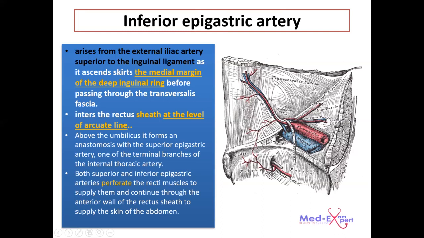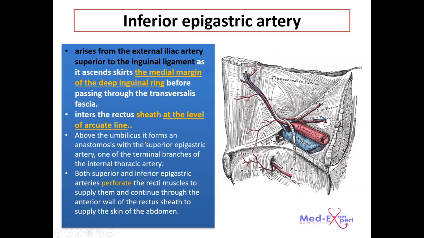Then it skirts the medial margin of the deep inguinal ring. This is the deep inguinal ring. It ascends up and medially to enter the rectus sheath at what's called the arcuate line of Douglas. This picture is very nice, showing this course from inside. It enters the rectus sheath, as we said, at the level of the arcuate line, which is this.